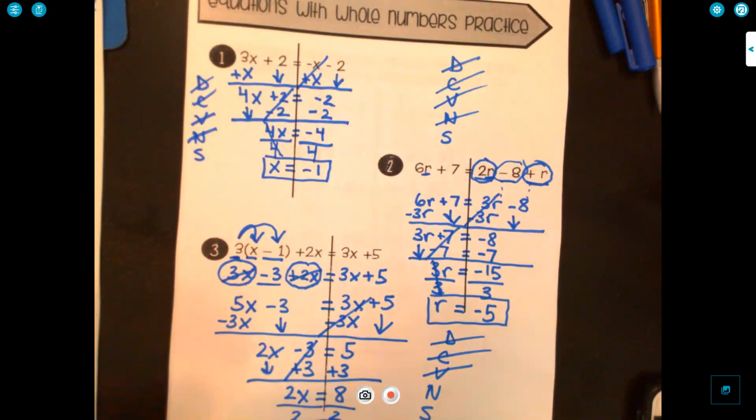All right, so that's combining like terms. Not combining like terms. That is solving equations using all of the steps with variables on both sides.